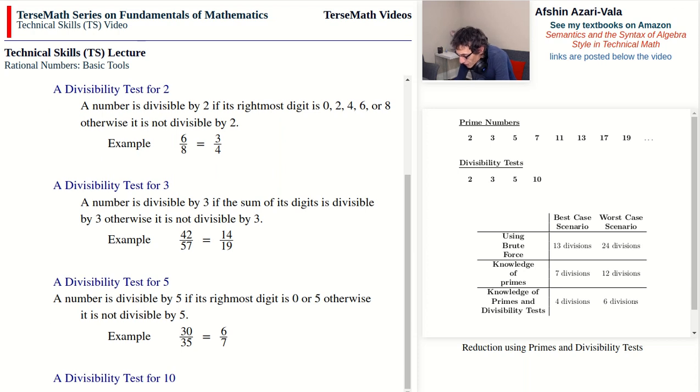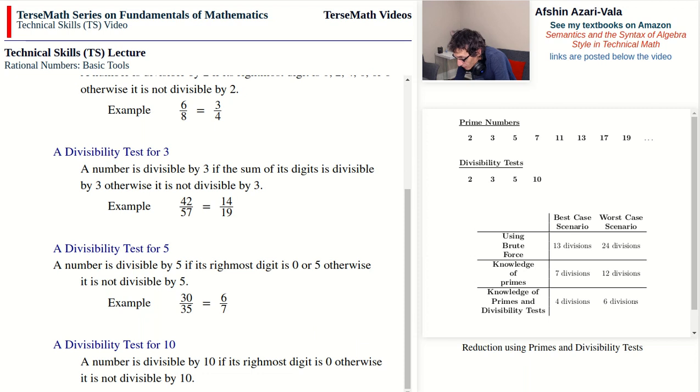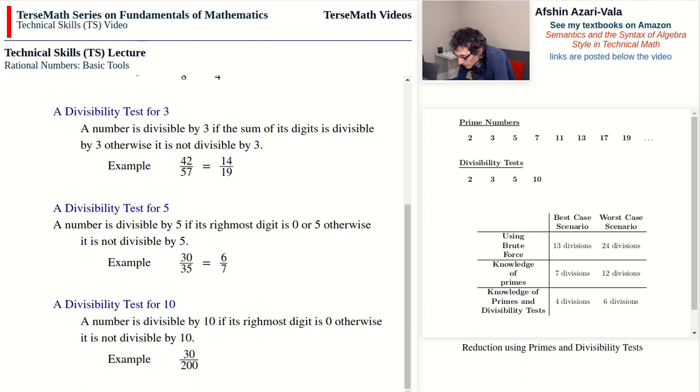Now 10 is not a prime, but we find that it's sometimes useful to use 10. The divisibility test for 10 is that the rightmost digit must be 0. Again, that's obvious given that multiples of 10 end in 0, like 10, 20, 30, 40, and so on. So if I want to reduce 30 over 200, I can divide the top and the bottom by 10 and end up with 3 over 20. That has led some people to say that you can cancel out an equal number of zeros on the top and the bottom. So you can cancel a 0 with a 0. That's like division by 10.